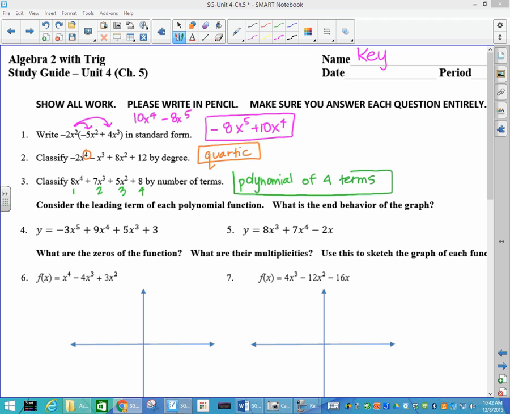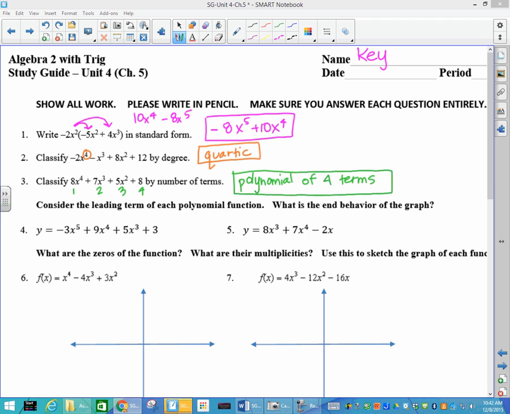Now, on the test tomorrow, these two questions will be combined. I'm going to give you one to simplify, and you're going to tell me what the name of it is. Or give you one, you would say it's a quartic polynomial of 4 terms. If you did this one, it would be a quintic binomial. So just keep that in mind when you do it.